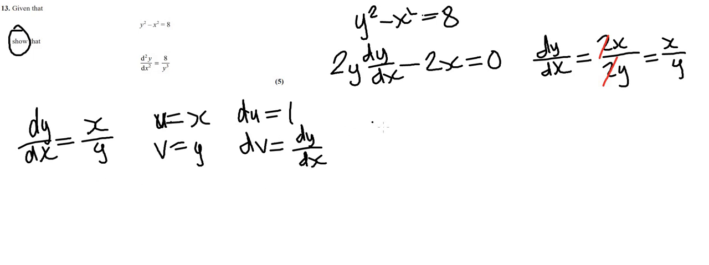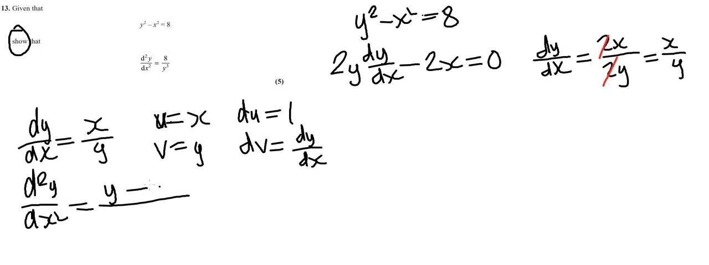So now we use the quotient rule for this. Remember, we differentiate both sides. If I differentiate the first derivative, I get the second derivative. So now I've got d squared y by dx squared, that's equal to v du, which is y, minus u dv, which is x times dy by dx, all over v squared, which is y squared.